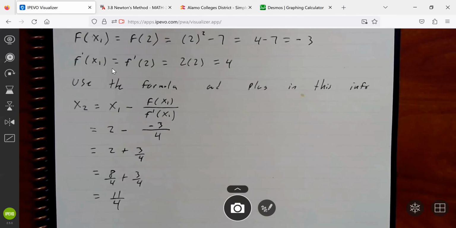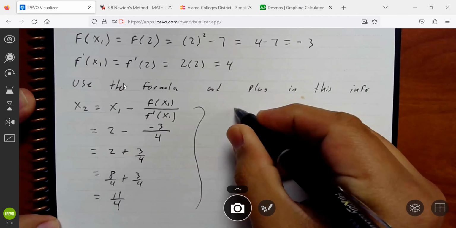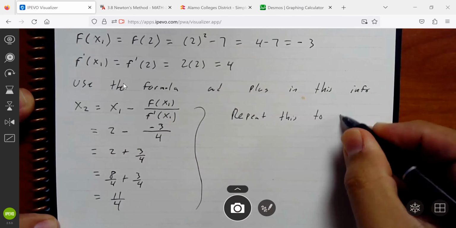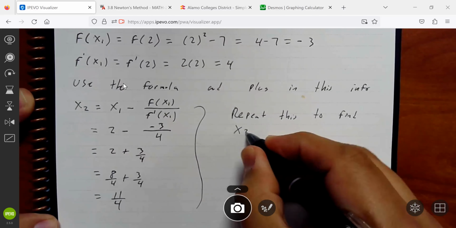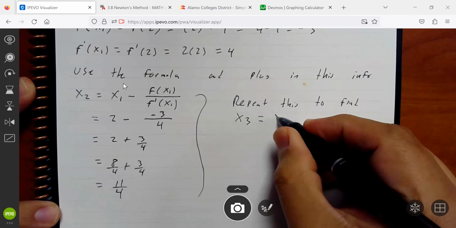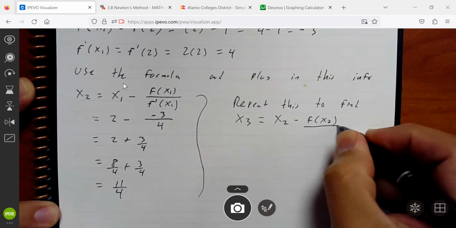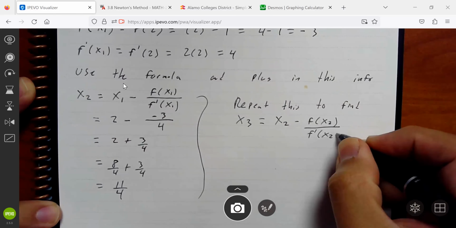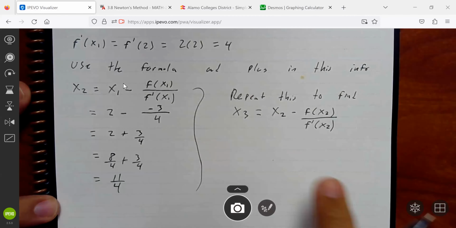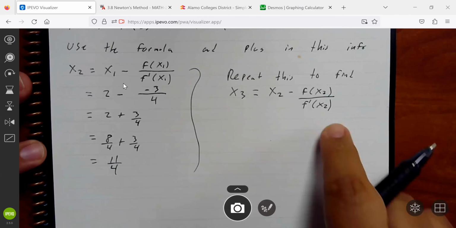Okay, so far, not bad, right? So now, repeat this. To find x3, basically, which is equal to x2 minus the function at x2 divided by the derivative at x2. So this will be what x3 is. See how the result keeps going back in the formula over and over again? That's why it's an iterative method. And that's why we use coding, because this is ridiculous by hand.